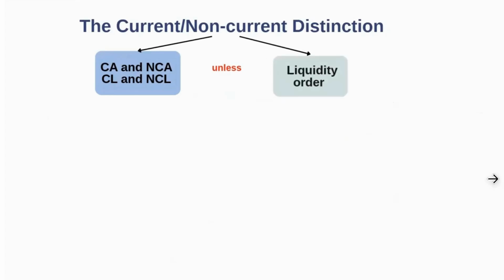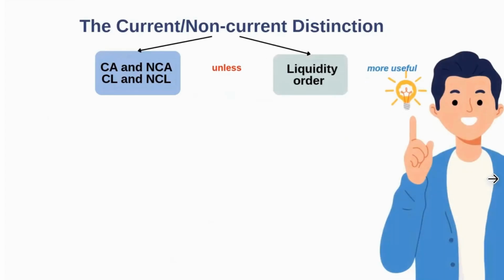All right, now the current and non-current distinction. We have to show our assets and liabilities based on the non-current and current distinction. So current assets and non-current assets, current liabilities and non-current liabilities, unless liquidity order is more useful. So if you think that liquidity order is more useful, then you can also use this one.